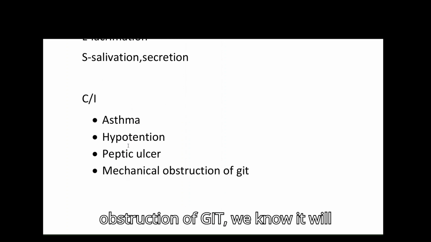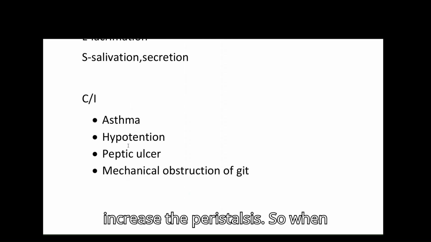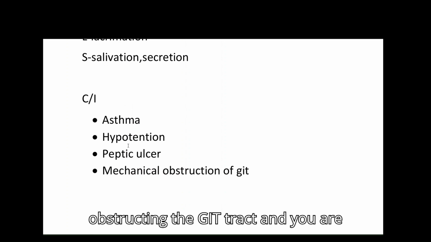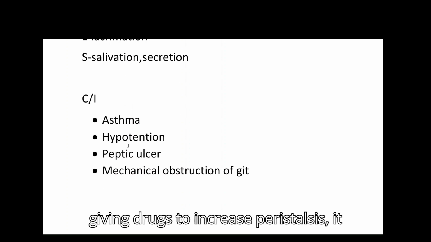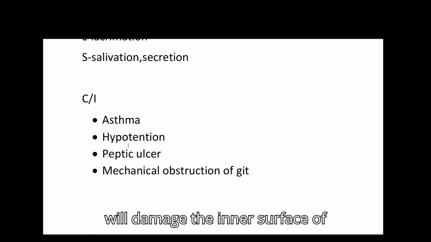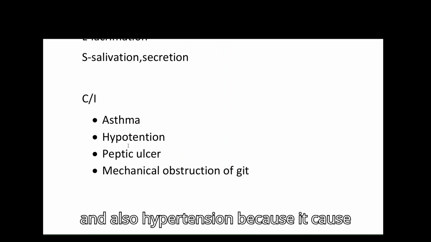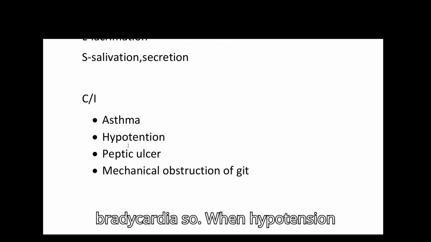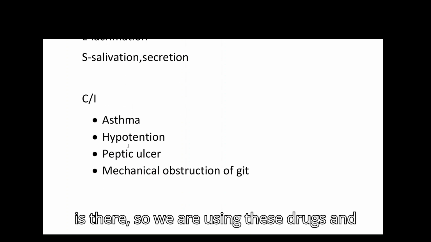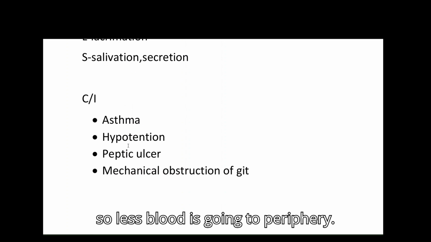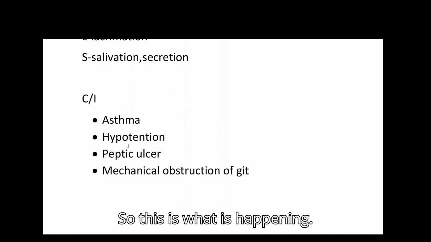And also mechanical obstruction of the GIT, because it will increase peristalsis. When some object is obstructing the GI tract and you are giving drugs to increase peristalsis, it will damage the inner surface of the GI tract. So you can't use those drugs in those situations. And also hypertension because it causes bradycardia. So when we use these drugs, the heart rate will also be reduced, so less blood is going to the periphery. So this is what is happening.